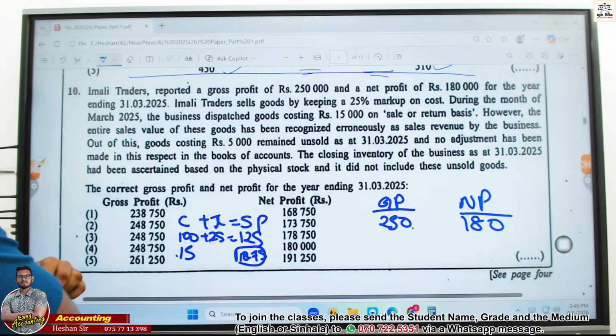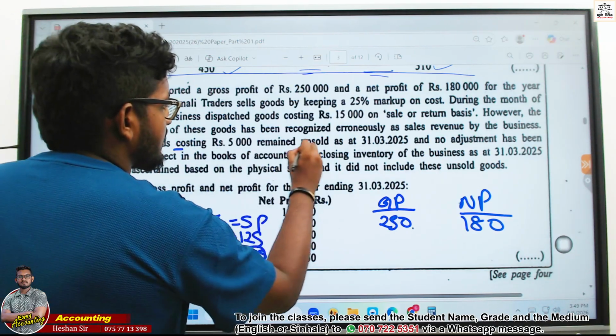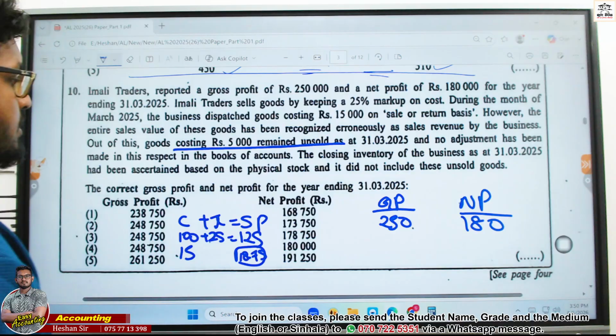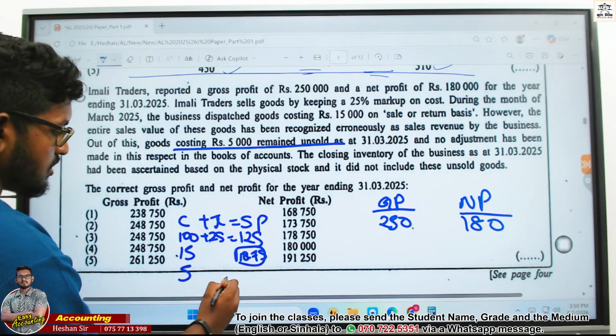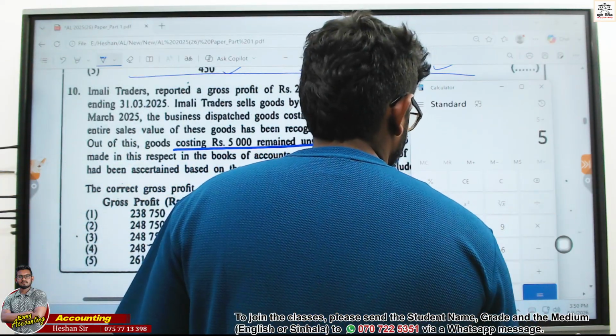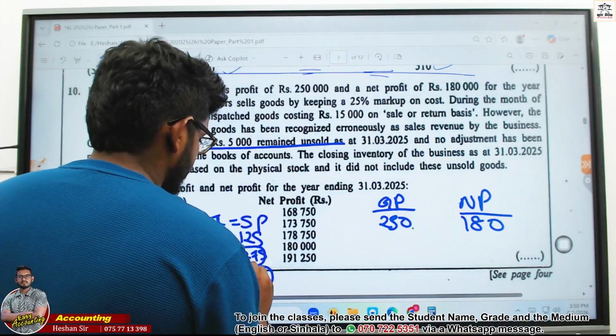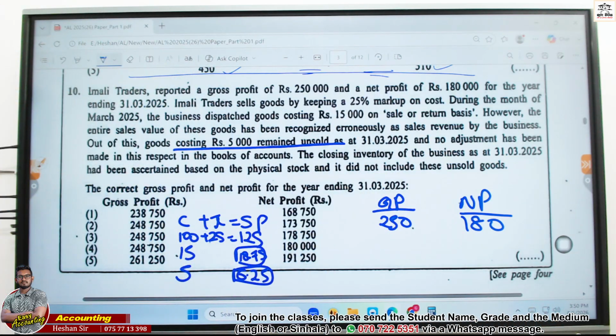The sales we erroneously recorded. Out of this, only 5,000 of goods costing remain unsold, right? So 5 divided by 100 multiplied by 125, that is 6.25, right? Send me a thumbs up. 6.25 is what we actually need to reverse from the sales, right?